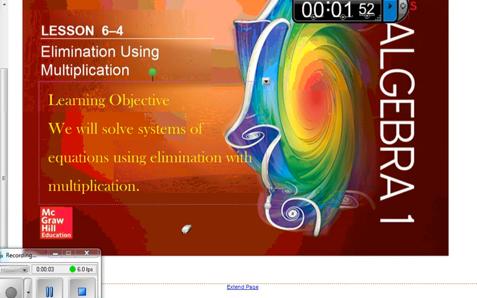Okay, ladies and gentlemen, we're going to be doing lesson 6-4 over elimination using multiplication. Your learning objective today, so go ahead and please follow along in your notes. Write down, we will solve systems of equations using elimination with multiplication. Of course, systems of equations means how many equations? That's right, 2 or more, okay? And we will be solving those today.